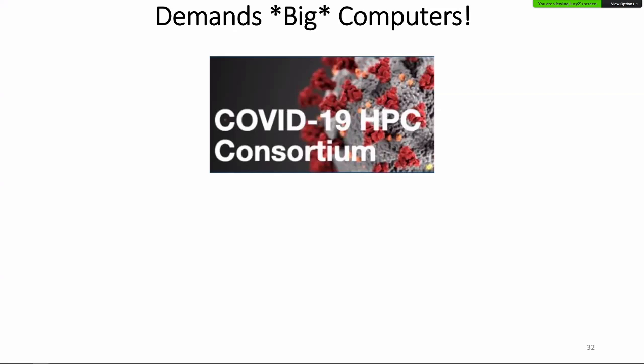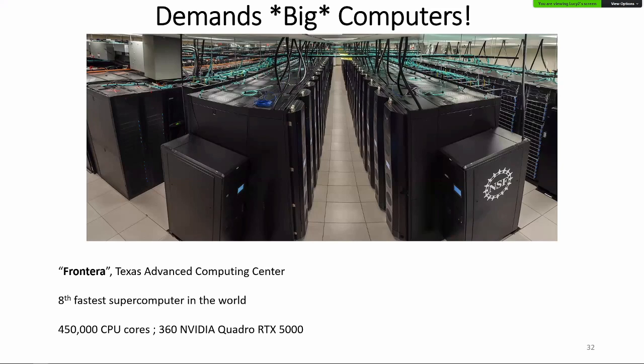This demands big computers, like really big computers for a system this large. And we've been blessed with computational resources from the COVID-19 High Performance Computing Consortium. And one of the systems that we use is Frontera, right, over at Texas Advanced Computing Center. It is the 8th fastest supercomputer in the world, has 450,000 CPU cores and 360 NVIDIA RTX 5000s. So it's a beast. It's a beast of a machine. It is pretty fun to run things on. If only I could play Minesweeper on it.